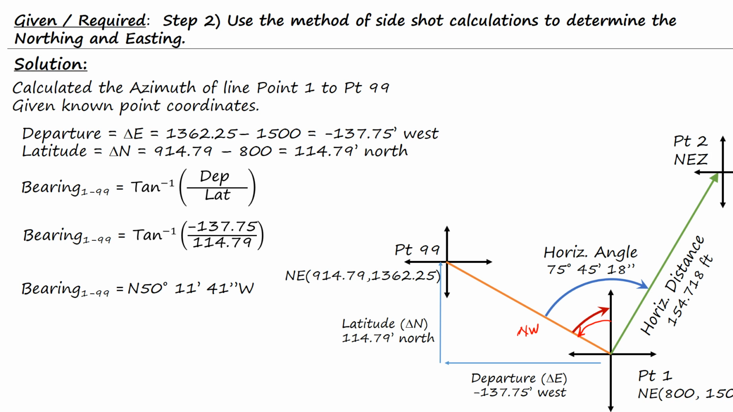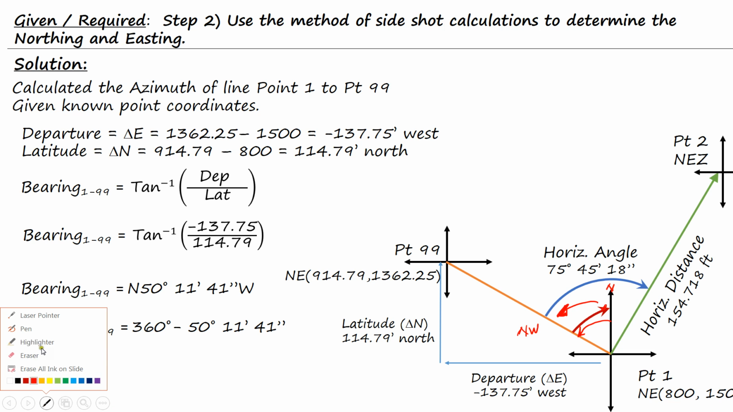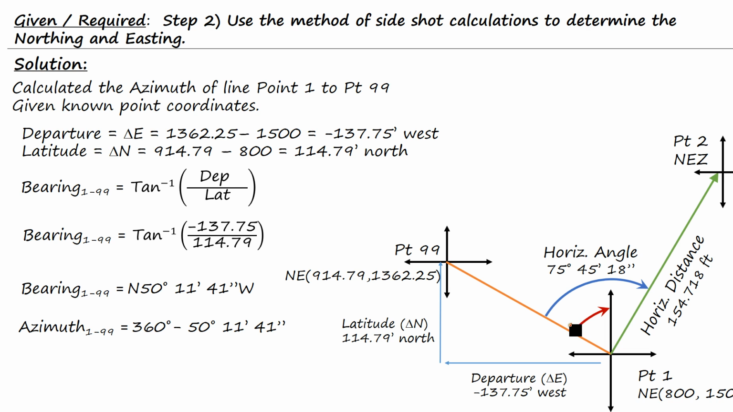Okay? So this arrow's flipped backwards, so the arrows should be pointing this way. From the north, I am moving west 50 degrees, 11 minutes, and 41 seconds. Now, I actually want the azimuth. All right? Now, I'm going to clean this up so you can see the sketch. Again, I should have had this going this direction and not that direction.